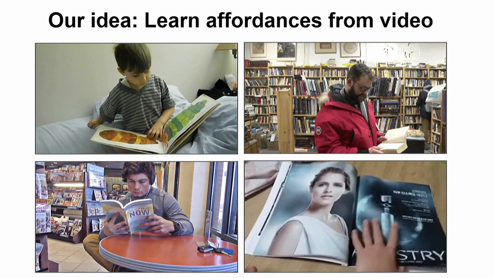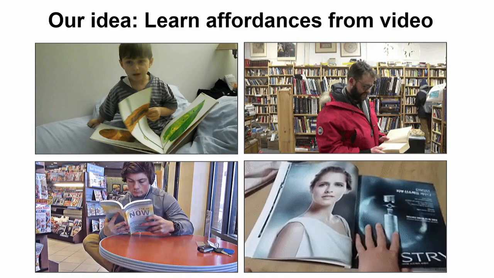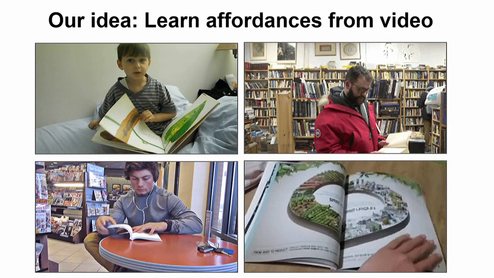But what we thought is that's really indirect, because you're putting a lot of faith that someone can imagine how they use an object and then write it down, and it's expensive to train that way. So what we've been looking at is how you can learn affordances directly from video. So let us just watch humans in their natural habitat and see how they manipulate objects.